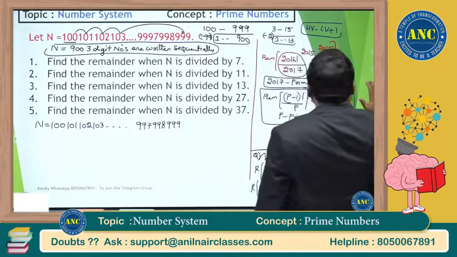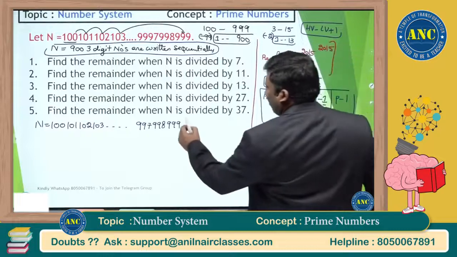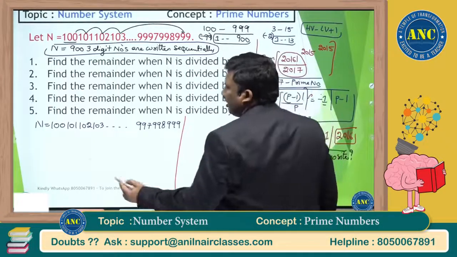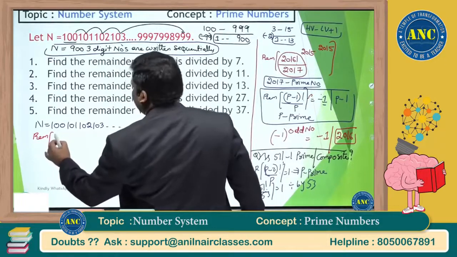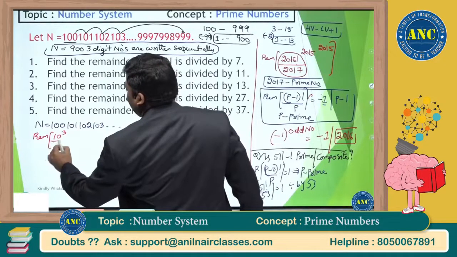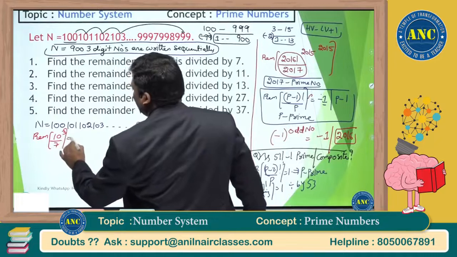Now, we have to use two questions are there. First thing is, what is the remainder when it is divided by 7? 7, it is minus 1.